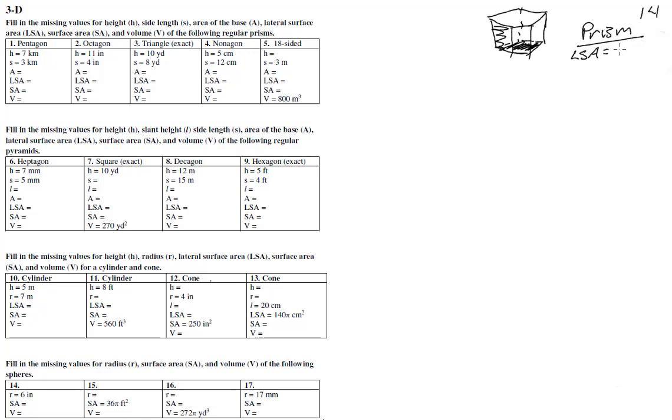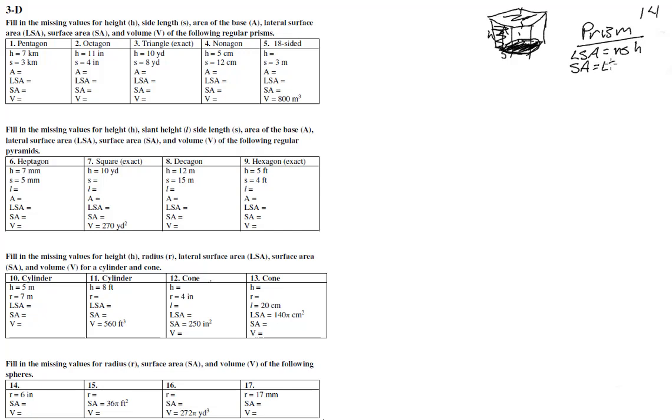So you're going to take the side length times the height. If this is the side length and this is the height, and then the number of sides, you'll picture n times s. That's the perimeter around the bottom times the height, and that gives you the area on the side. So perimeter times height, or number of sides times side length times height, same thing.